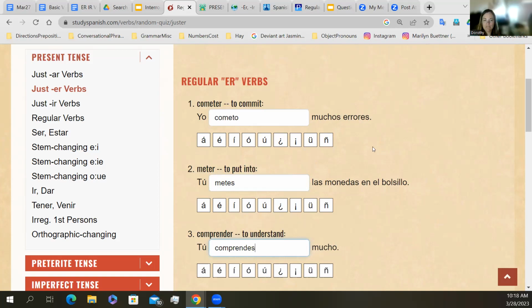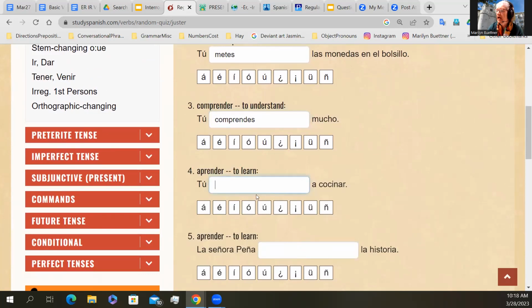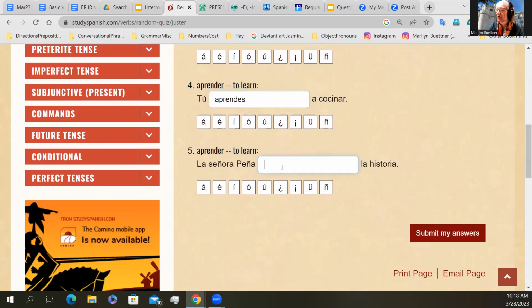Tú comprendes mucho. You understand a lot. See? You're learning to cook. Tú aprendes a cocinar, and people will typically drop the tú and just ask, ¿aprendes a cocinar? See? Now we're going to be talking about one person, la señora Peña, Mrs.